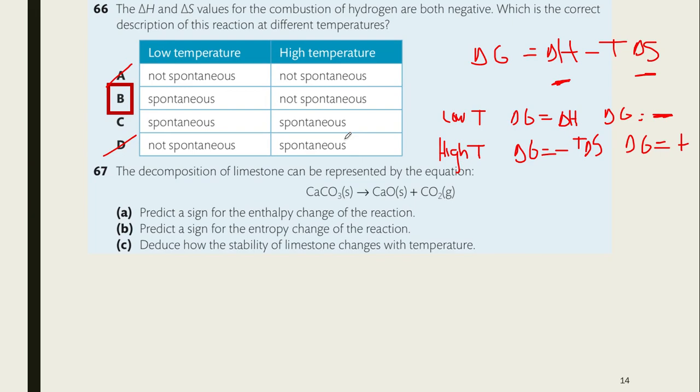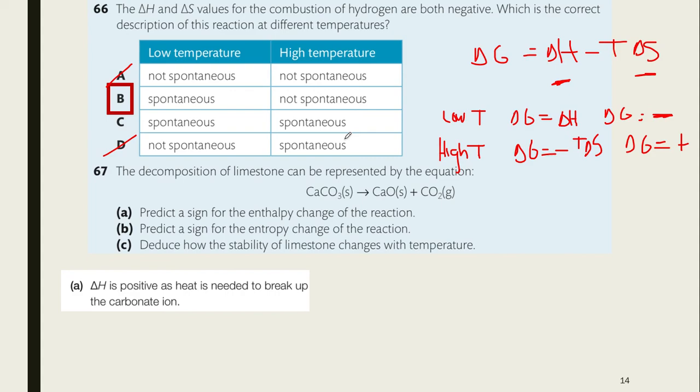And finally, number 67. The decomposition of limestone can be represented by the equation. Okay, seen there. Predict a sign for the enthalpy change. Okay, well, in order to decompose this reaction, energy must be added. Heat must be added. So delta H is going to be positive. In letter B, predict a sign for the entropy change.